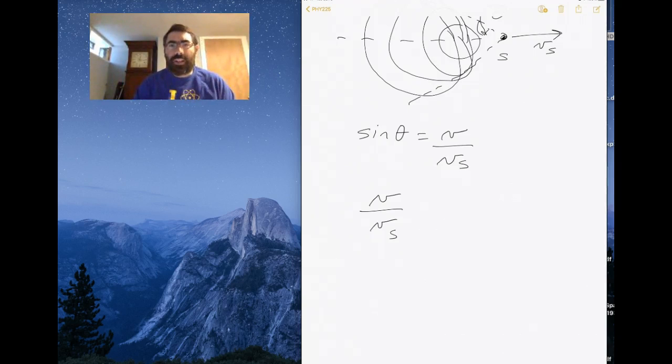So we can quantify now how fast it's going by what's called the Mach number. And you can get it from the ratio. This will give you a fraction, but if you flip it over, our Mach number would be basically this ratio of how fast the source is going to the speed of sound.